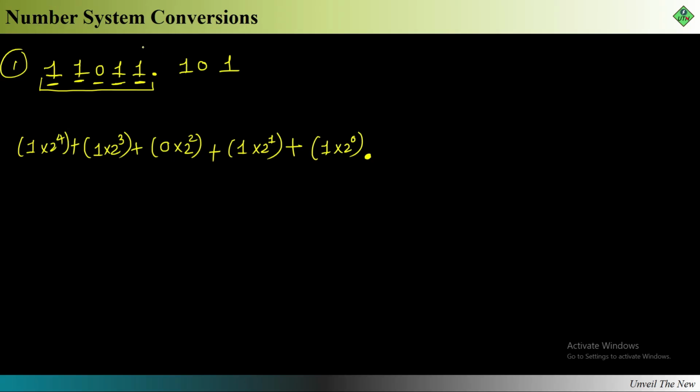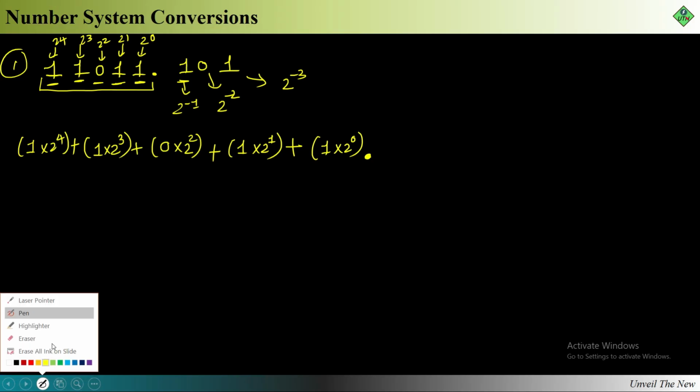We know that this digit represents the power 2 raised to 0, this is 2 raised to 1, 2 raised to 2, 2 raised to 3, and 2 raised to 4. These things we know. But what happens after the point? After the point, this digit represents the power 2 raised to minus 1, this digit represents 2 raised to minus 2, and this digit represents 2 raised to minus 3. So simply we will multiply the value with its particular weight.